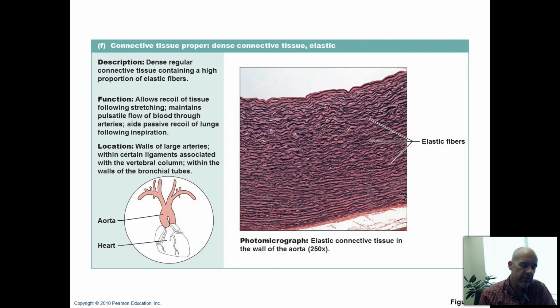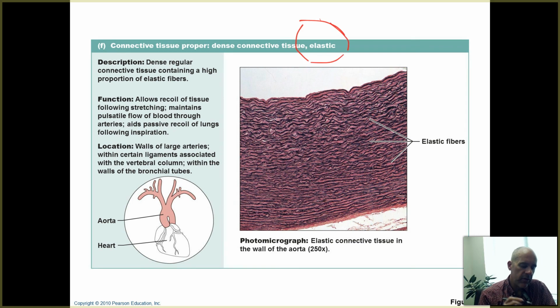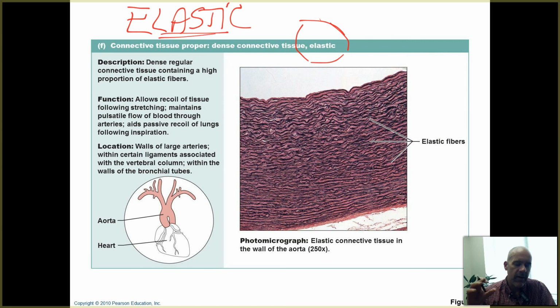Elastic dense connective tissue. So guess what type of fiber you're going to have a whole bunch of in this type of connective tissue? Elastic fibers. All right, so if we use our critical thinking here, dense, lots of elastic fibers in this tissue, where are you going to have something like this? You're going to have this type of tissue in locations where you have things that get stretched and they need to rebound back into place pretty frequently. So you have elastic dense connective tissue in places like the walls of your large arteries, like they're showing you here, the aorta, right in there. That's the aorta coming out of the heart.